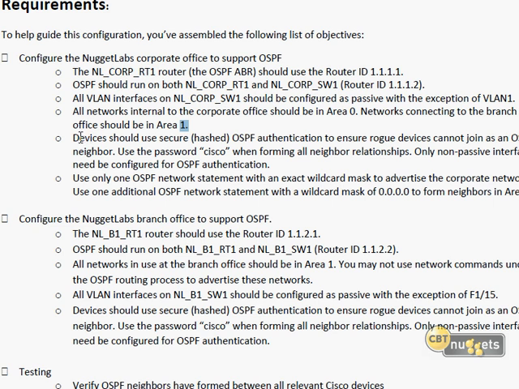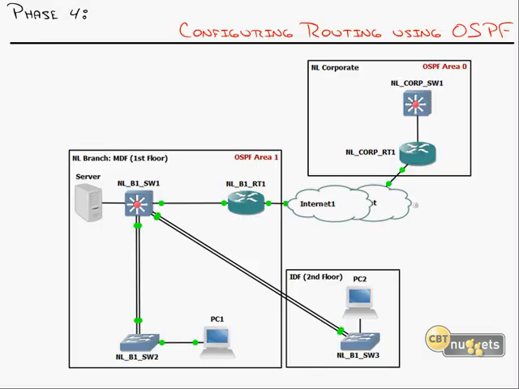Devices should use secure or hashed OSPF authentication to ensure rogue devices cannot join as OSPF neighbors. Use the password Cisco, which is super secure, when forming all neighbor relationships. Only non-passive interfaces need to be configured for OSPF authentication. See, this is kind of a double backup, if you will, to say, you know what, I don't trust your hellos unless you also tell me that you're using the secure password Cisco, which we came up with right now, to create a hash for your data. I'd love to, but I just don't have time to get into the hashing concept. But it's a fun one if you ever want to talk about it.